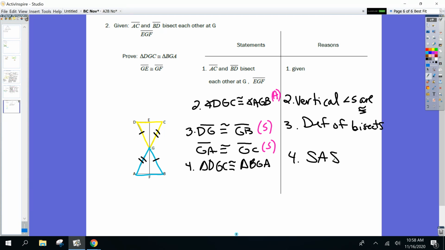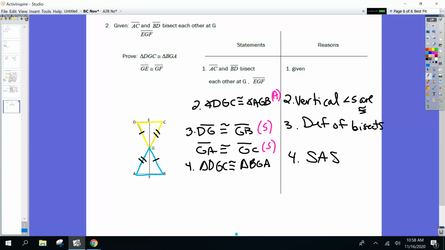That wasn't bad. Oh, but it's too bad there's a second part, huh? Oh! How am I going to get line segment GE congruent to GF? This will help me know that you understand this concept. Can I just say step 5, they're congruent by CPCTC? Anybody at home? Can I just say step 5, those two are congruent, CPCTC?